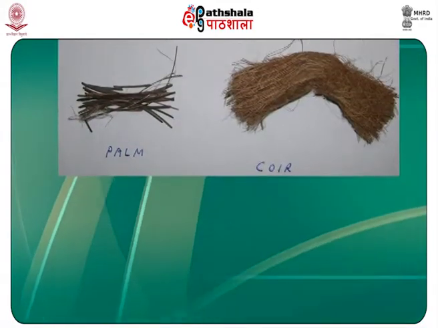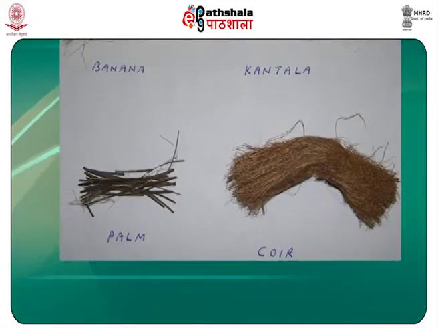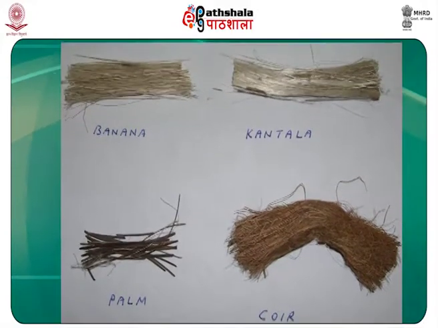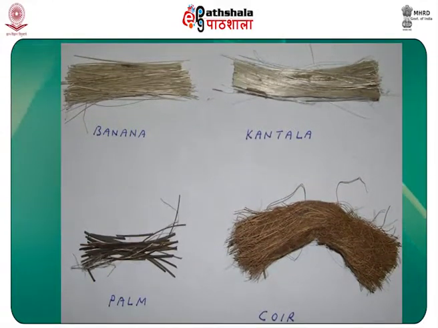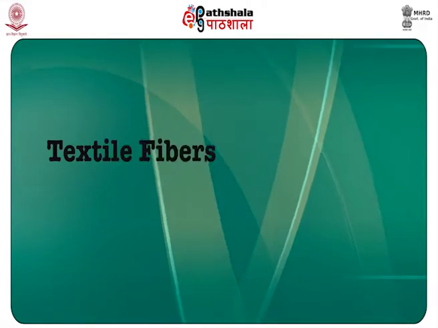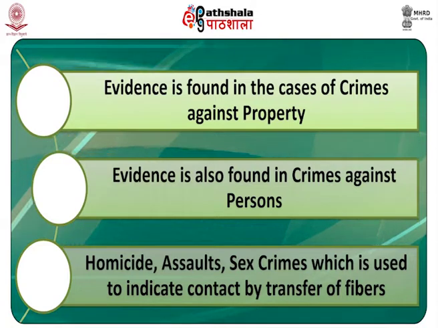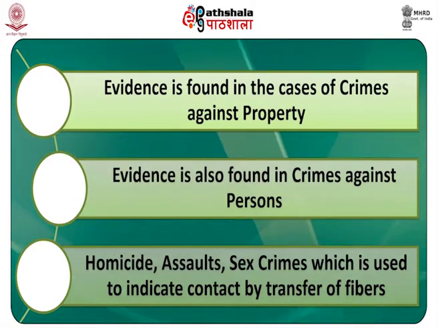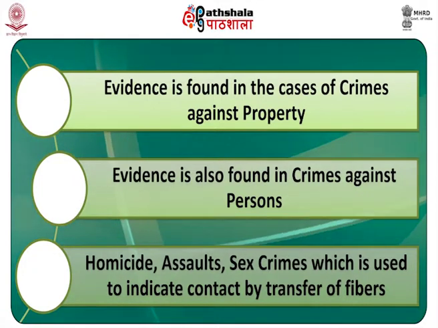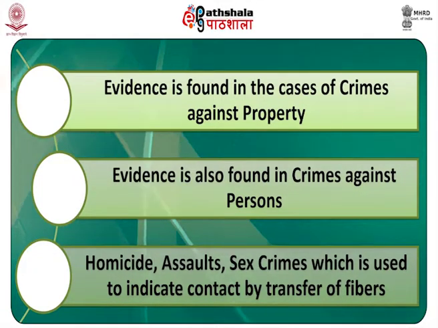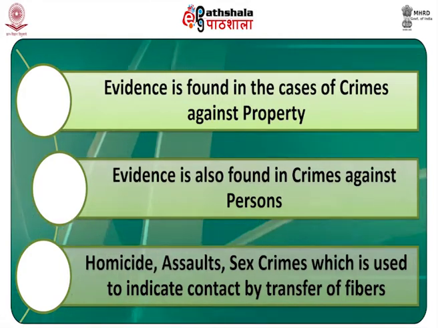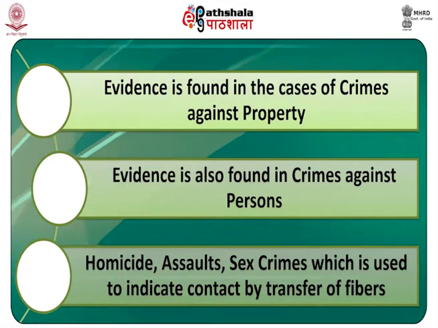The likelihood that two individuals had physical contact can be dramatically proven if cross transfers and multiple transfers of fibers are discovered between the clothing of suspect and that of the victim. Next, textile fibers as evidence. This evidence is found in cases of crimes against property like burglary, larceny, torn fabric or loose fibers at the point of entry, fabric marks from gloves and fibers from the scene transferred to the suspect.